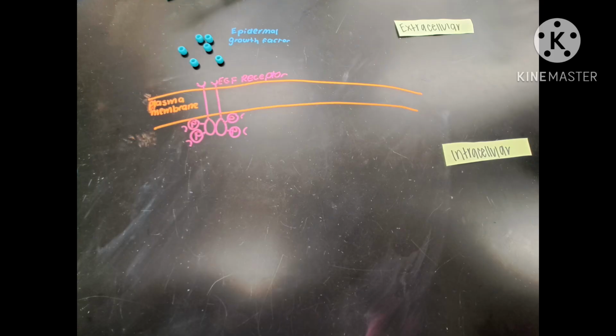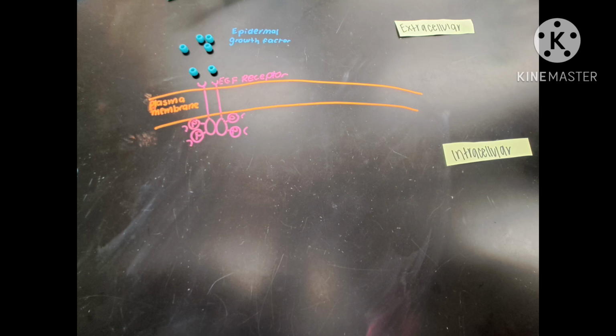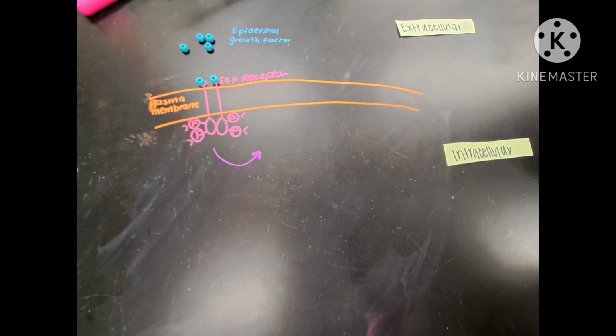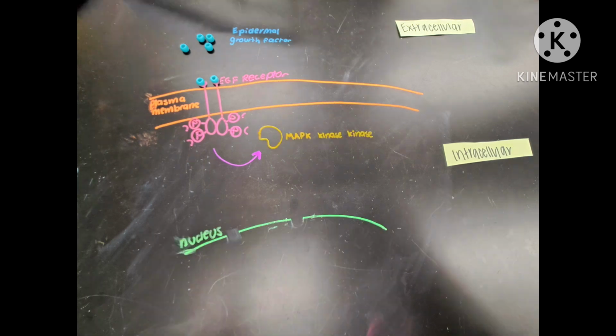The RTK pathway begins when the ligand epidermal growth factor, or EGF, binds to the extracellular EGF receptor, creating a dimer. This activates the receptor phosphorylation of tyrosine residues with ATP. RAF protein binds to the phosphates, activating the MAPK cascade through MKKK.